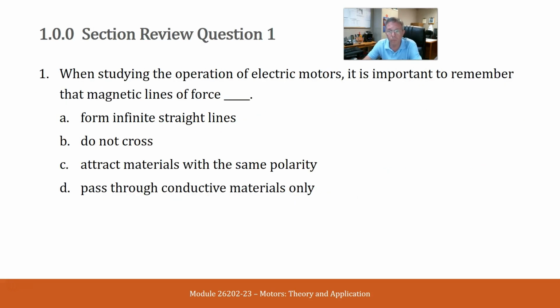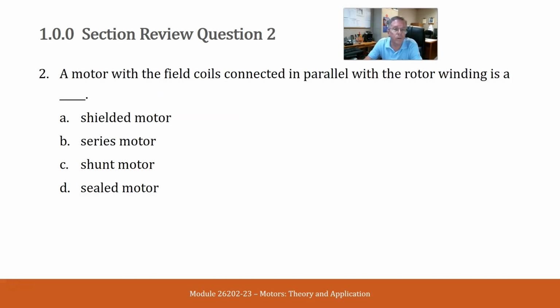It says, when studying operation of electric motors, it is important to remember that magnetic lines of force form infinite straight lines, do not cross, attract materials with the same polarity, or pass through conductive materials. I'm going to say do not cross. A motor with the field coils connected in parallel with the rotor winding is a shielded motor, a series motor, a shunt motor, or a sealed motor. I'm going to go with shunt motor.